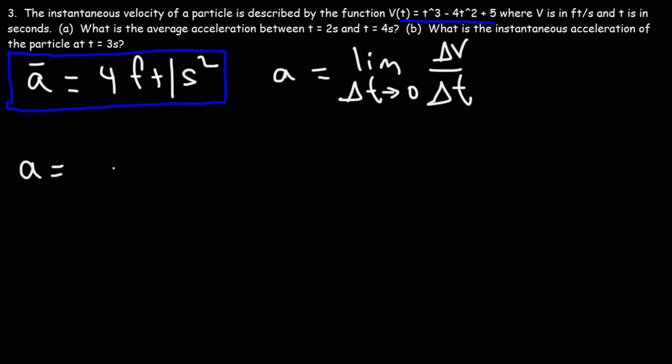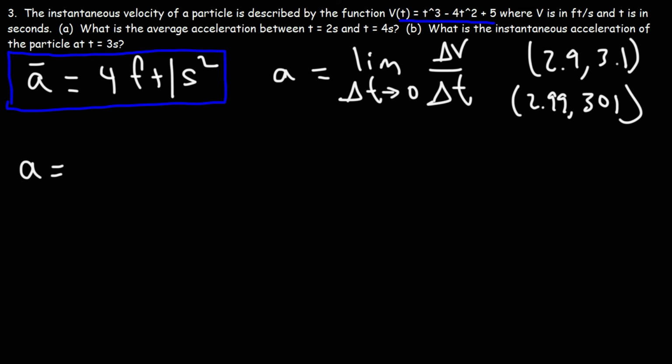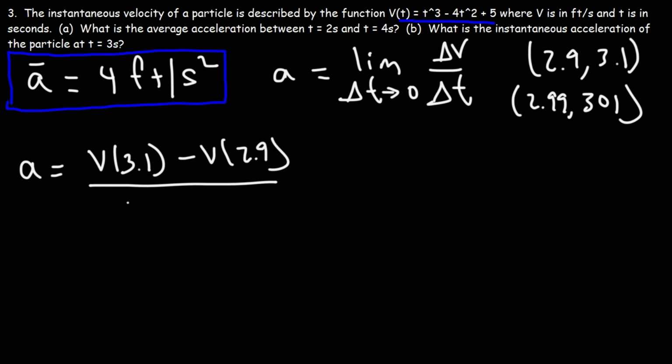So first, let's try to calculate it using the interval 2.9 and 3.1. It's centered at 3, but both numbers are close to 3. And we'll try 2.99 and 3.01, which is even closer to 3. So we're going to find v of 3.1 minus v of 2.9 over 3.1 minus 2.9. Change in velocity divided by the change in time. So let's plug in 3.1 into that formula.